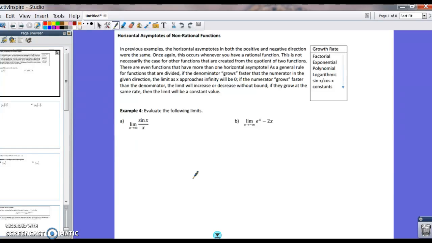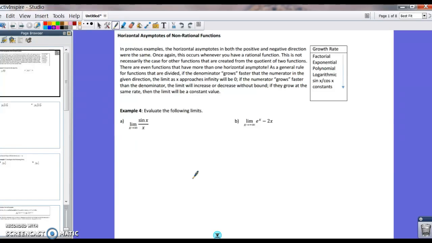However, there are situations where we have other types of functions, and that's a quotient. They're not necessarily rational functions because it's not a polynomial divided by a polynomial, but it might just be a quotient of two other types of functions. And these may even create more than one horizontal asymptote.